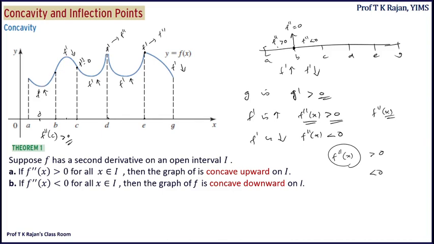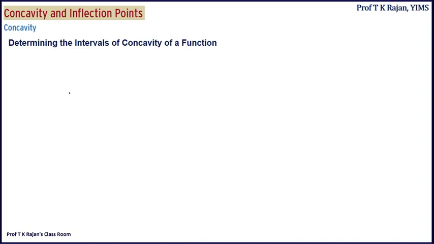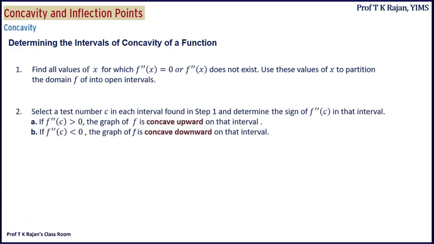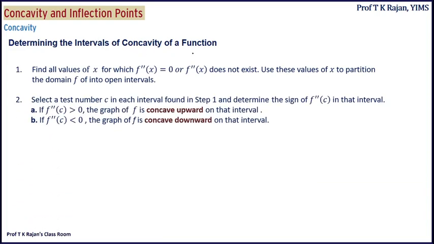Whereas if f double dash is less than 0, then you can conclude that in that interval the function has concavity downward. So this is how we determine the intervals of concavity of a function.